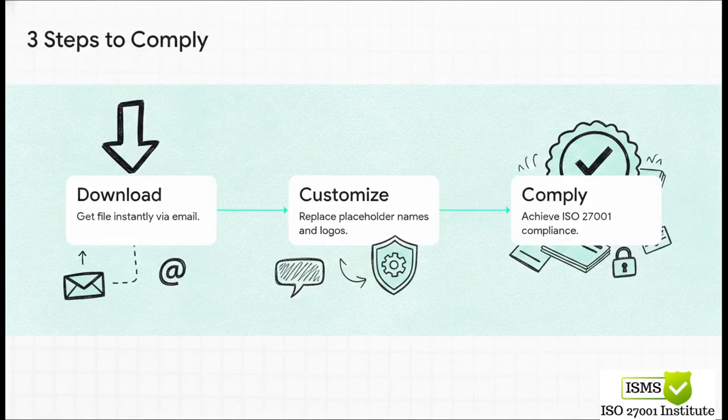And getting that head start, it's incredibly fast and easy. The entire implementation process is broken down into 3 super simple steps. Step 1, you download the secure file immediately via email upon checkout. Step 2, you customize it. The document uses hypothetical default placeholders, stuff like ABC Technologies Private Limited or the acronym ABCTPL. Swapping out those placeholders with your actual company name and logo literally takes a couple of minutes. And then step 3, you achieve compliance. It is genuinely that straightforward to deploy a professional, audit-ready solution.